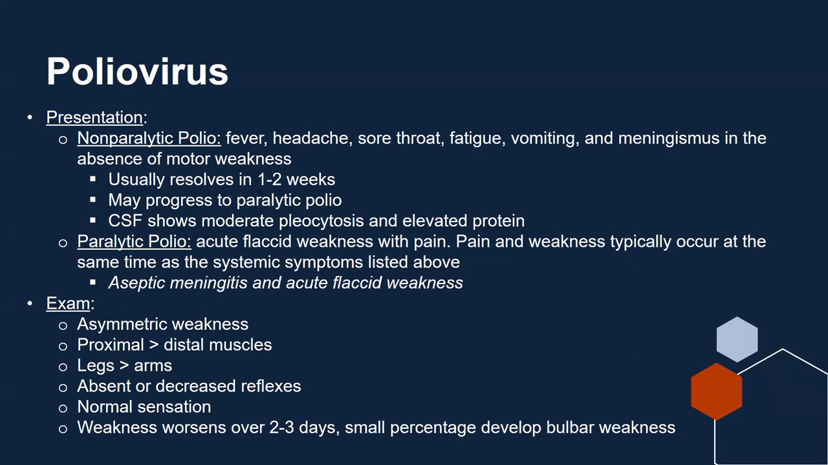Paralytic polio is the syndrome that we typically think about of AFM with acute flaccid weakness and pain due to injury of the anterior horn cells. The classic presentation of these patients is an aseptic meningitis with acute flaccid weakness. And on exam, the patients with paralytic polio will typically have an asymmetric weakness that affects the proximal more than the distal muscles, and the legs may be more involved than the arms. They'll have the decreased or absent DTRs, but they'll have retained or normal sensation.